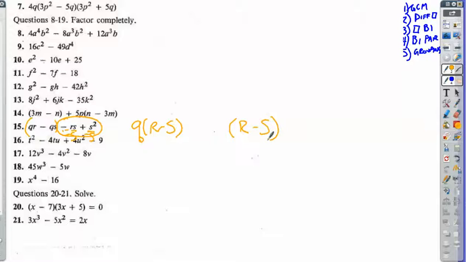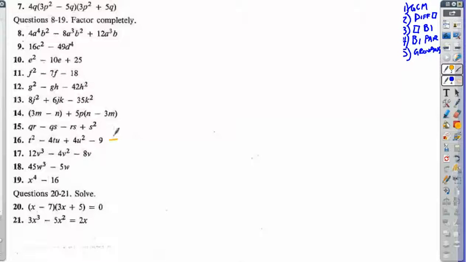You're very kind. And we factored out a negative s. And so now I have these two binomials, and they're the same. So I have r minus s, and r minus s is being multiplied by q minus s. Sweet. Now, this next problem is the only time we're going to have a trinomial in a difference of squares.